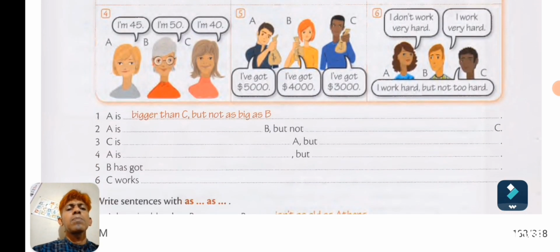Okay. There are 3 girls here. A, B, C. A is 45. B is 50. C is 40. Now, who is the oldest? B. Okay. Who is the oldest lady? B. Oldest lady, B.